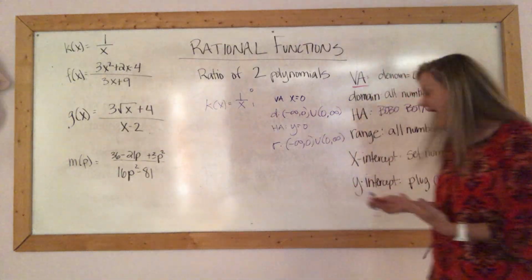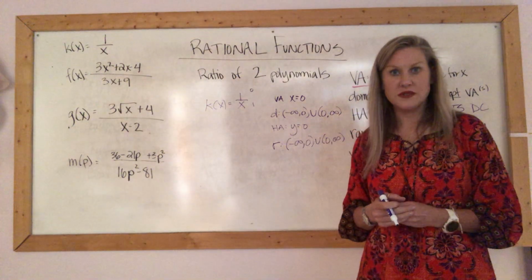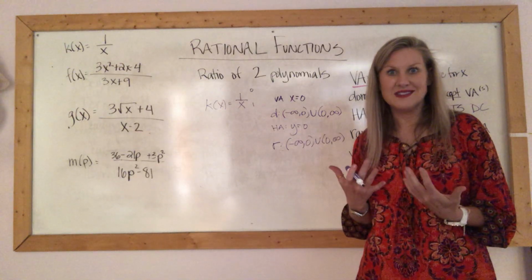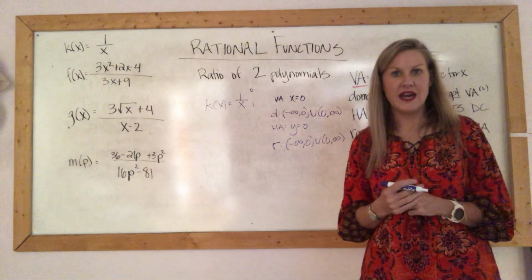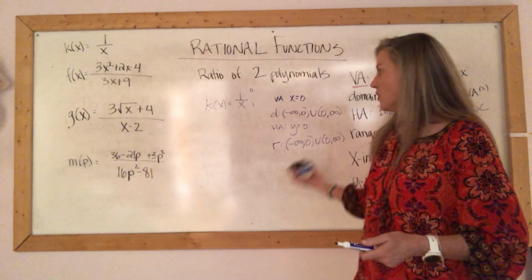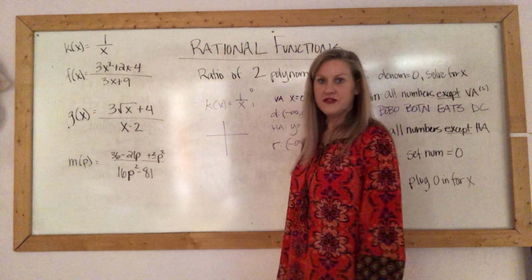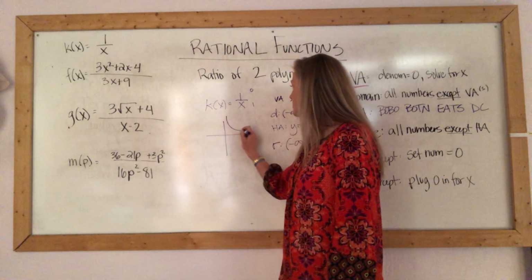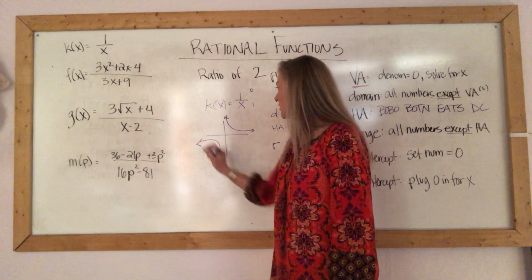So I don't have any x or y intercepts on this one. They just don't exist because we're not going to hit those. I already found that out with my asymptotes. So for the sake of argument, this is a very standard rational function, and he happens to look like that.